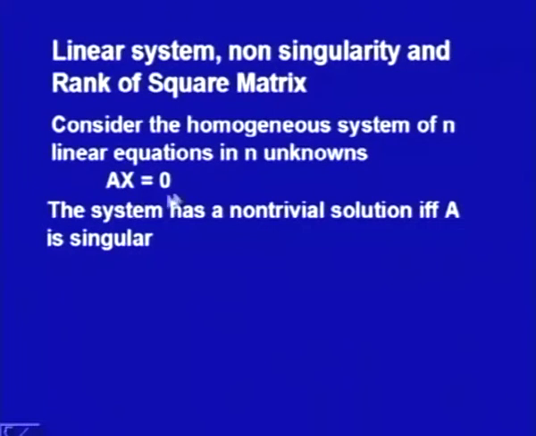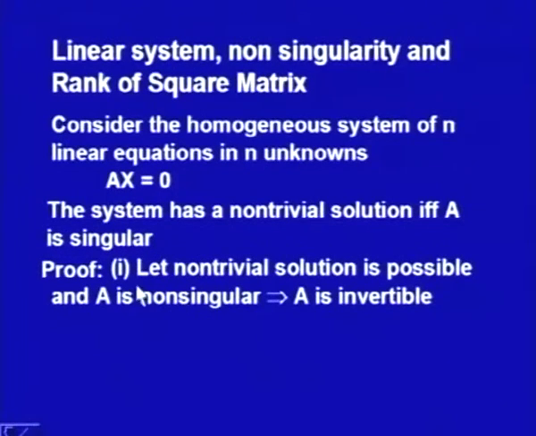So, this system will have a zero solution, because when x is equal to 0, A0 is equal to 0. But the problem is when this will have a non-trivial solution. So, we say this system will have a non-trivial solution if and only if A is singular, or determinant of A is equal to 0. To prove this, we first assume that a non-trivial solution is possible for this system and A is non-singular, and since A is non-singular, A is invertible.